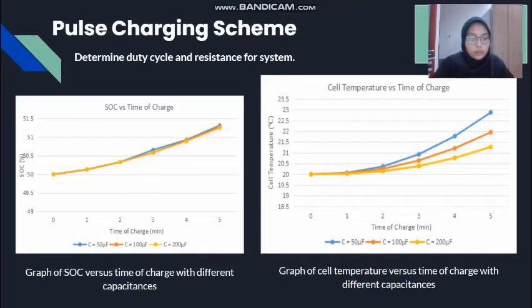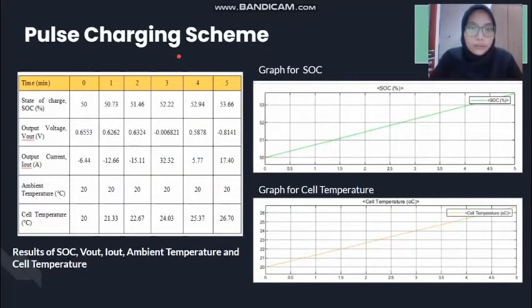So, we can conclude that a higher capacitance value will give a good feedback of charging in terms of state of charge, but the response is inverse for cell temperature. So, a 50 microfarad capacitor is a suitable value for the fast charging scheme because it provides a fast response of charging. In the result obtained from the fast charging scheme, SOC increases from 50% to 53.66% within 5-minute charging.